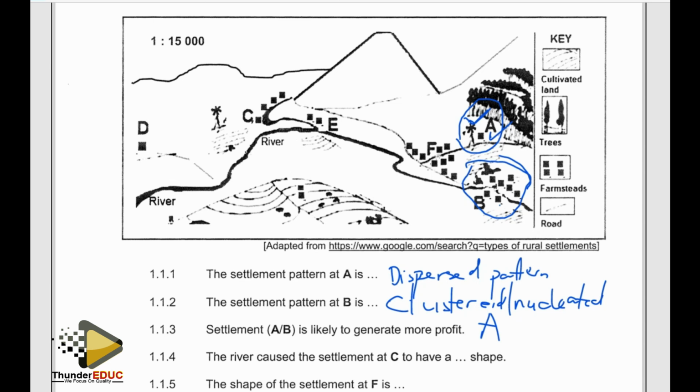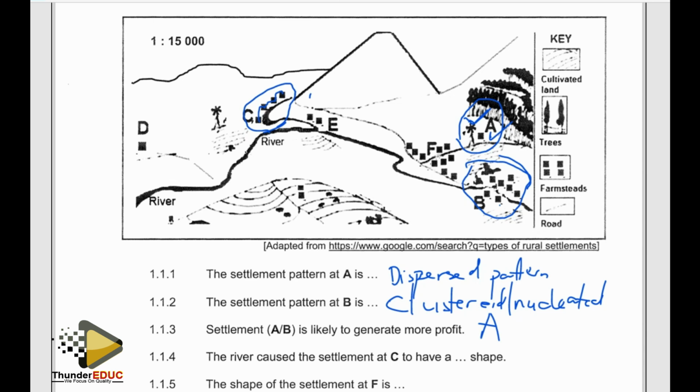Right, we move on to question number 1.14. The river caused the settlement at C to have a dash shape. I think we have earlier on discussed that before we attempted the questions. Because of the influence of this river, how has it impacted on the shape of the settlement? If you are looking at the farmsteads here, you can see there's 1, there's 2, there's 3, there's 4. These farmsteads are situated in a line along the river.